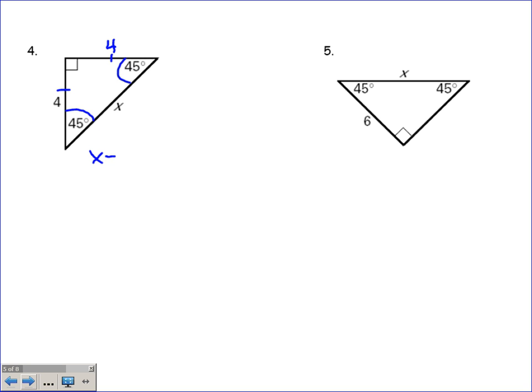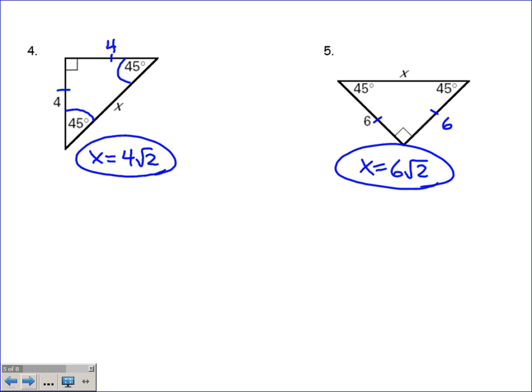Since these are 45, 45, 90 triangles, you automatically know, since these angles are the same, that the side lengths will be the same. So this is 4 and this is 4. What does x have to equal? 4 times the square root of 2. That's right. Not all of them are going to be this simple, but we're getting through all the easy ones right now. So this is 6, this is 6. What does x have to equal? 6 times the square root of 2.